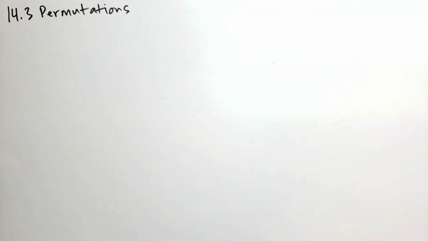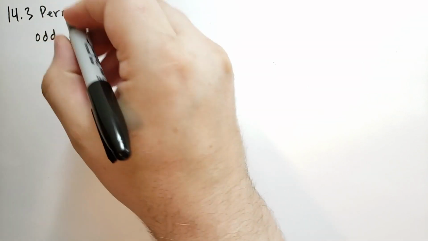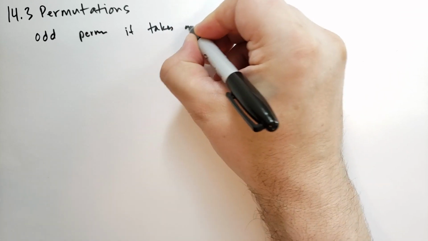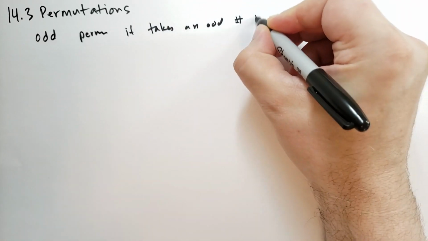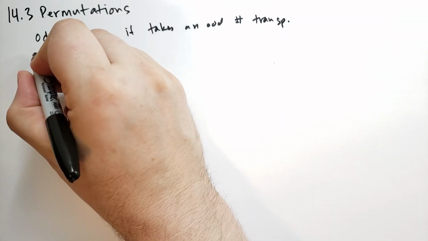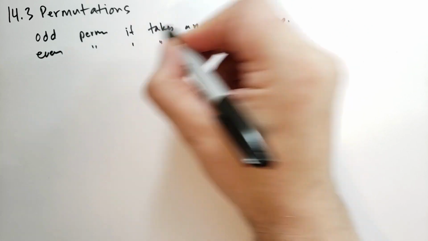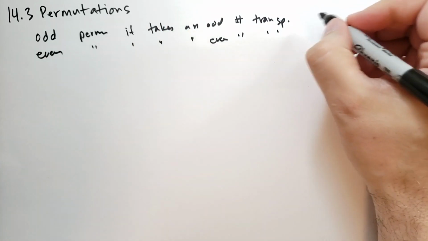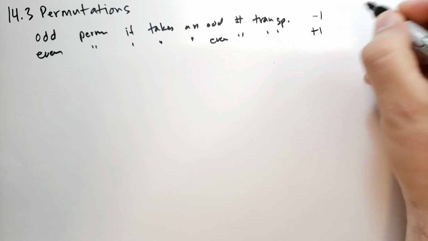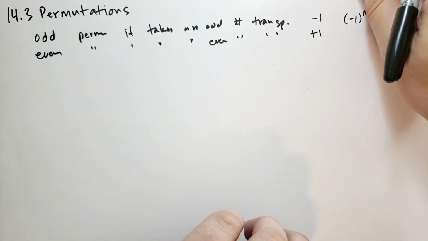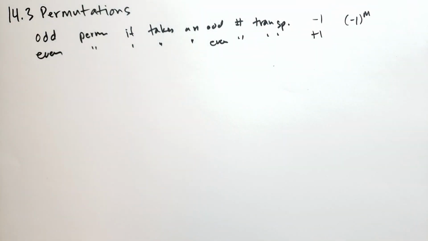This is a rather involved proof. In order to get this proof done, we first need to talk about some terminology. We're going to call a permutation odd if it takes an odd number of transpositions, and we're going to call it even if it takes an even number of transpositions. Then we say the sign of an odd permutation is -1 and the sign of an even permutation is +1. You can calculate the sign by taking -1 to the power of the number of transpositions it took to decompose the permutation.